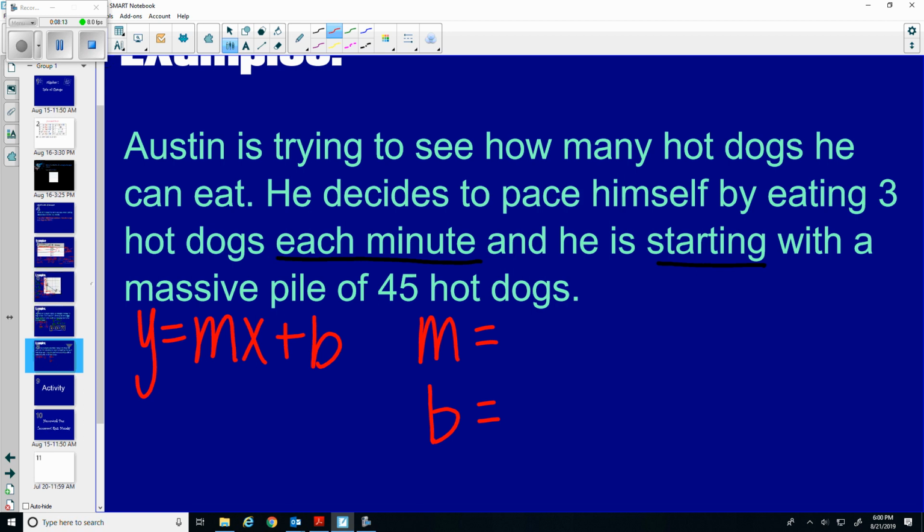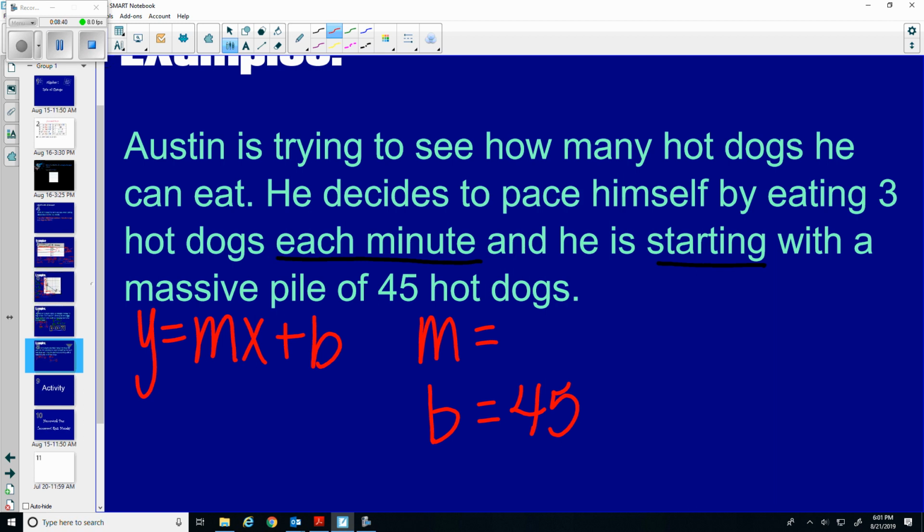So I need to know my m, which is my slope, and my b, which is my y-intercept. Okay, which one's easier to figure out? It's always going to be your y-intercept. Okay, so what are they already starting with? That's what our y-intercept is. So they're starting with 45 hot dogs. Now this is when the slope gets a little tricky. They tell us our average rate of change. Our rate of change is saying he eats 3 hot dogs each minute.